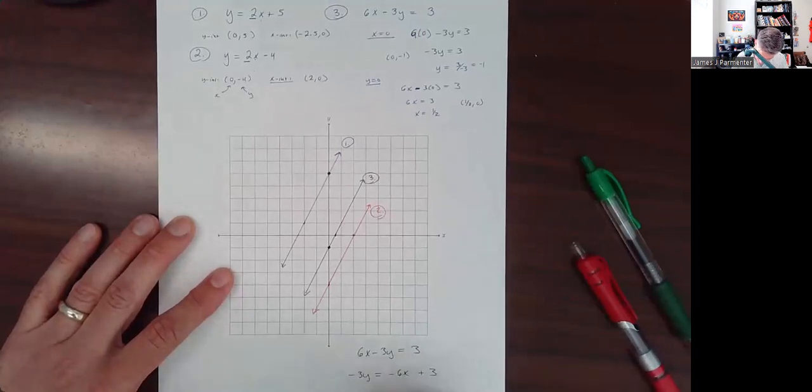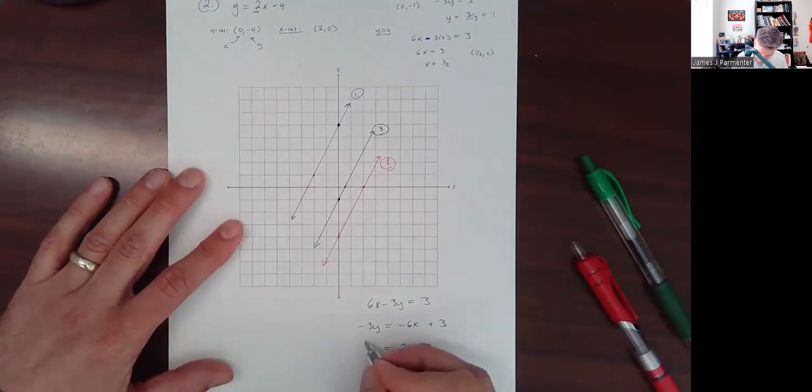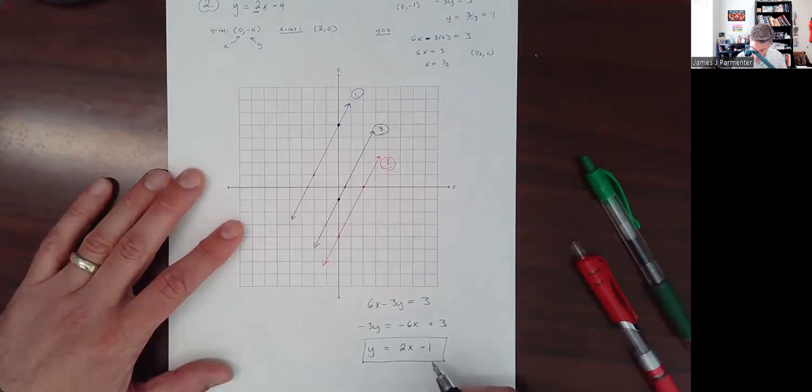So dividing by negative 3, negative 3 divided by negative 3 is 1. Negative 6 divided by negative 3 is positive 2. And 3 divided by negative 3 is negative 1. So I get the line y equals 2x minus 1, which is the same as this line here, just written in a different form. And notably, this line also has a slope of 2.